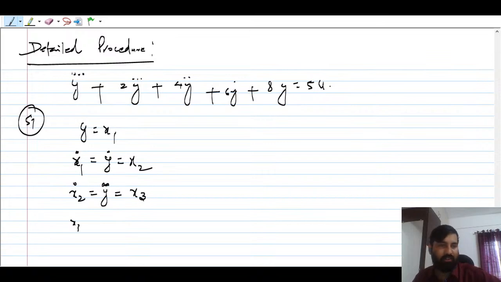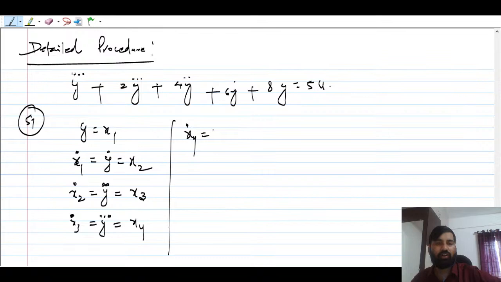Now you take x3. Okay, so how many state variables you have to consider? There will be x4, right? x3 is nothing but y triple dash, because you're taking dot of this, so three times differentiation has been done. This is x4. Okay. I hope this makes sense to you, right? Next is the x4 dot, right? So it is nothing but y four dash, okay. So I think this is clear.